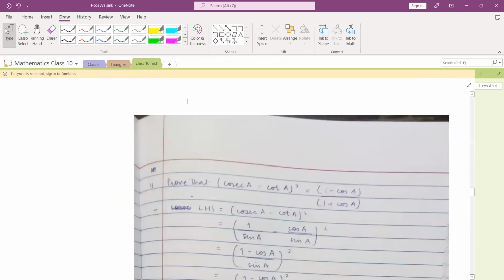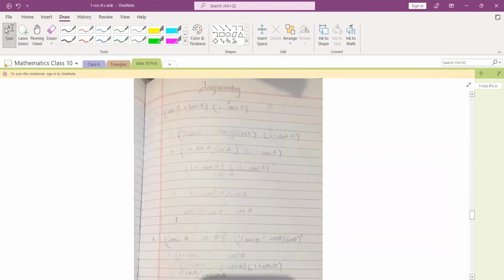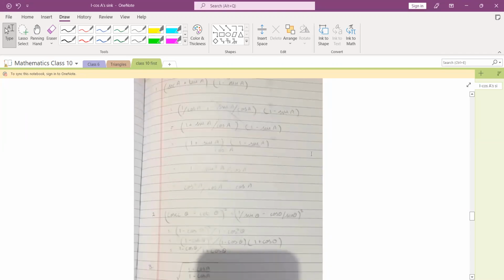Okay, Abdullah, now your copy. Oh, please use a pen. It's difficult to see with a pencil. Now, Abdullah, see one thing here. First step: the sec A, you are writing 1 upon cos A plus tan A as sin A by cos A. That is fine. This step is fine. Now, next, you are taking the LCM.